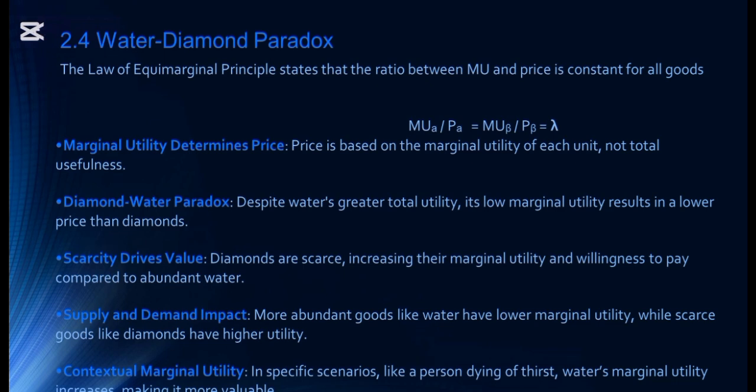Let's see an example so that the concept gets more clear. Suppose a person stranded in a desert would trade a diamond for a bottle of water. But in the marketplace, diamonds are far more expensive due to their rarity. This is the main concept of the water diamond paradox. Now let's move to our next slide.